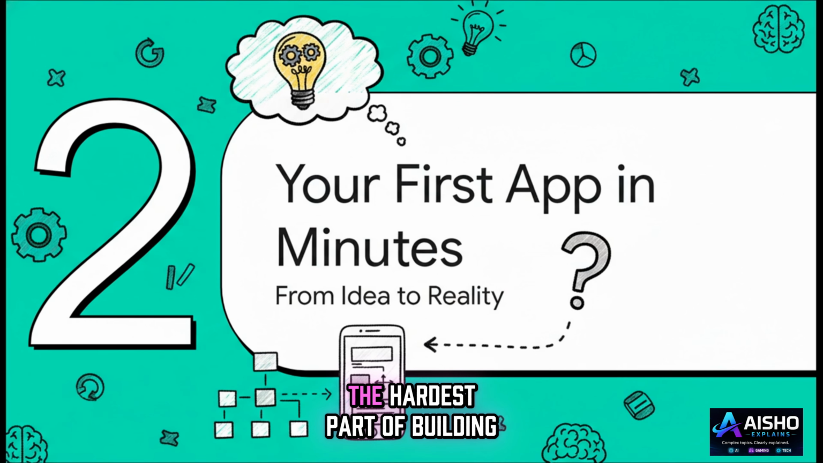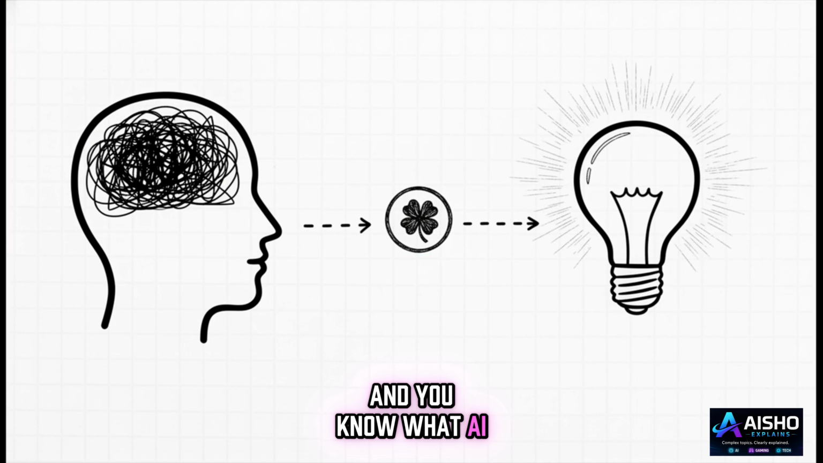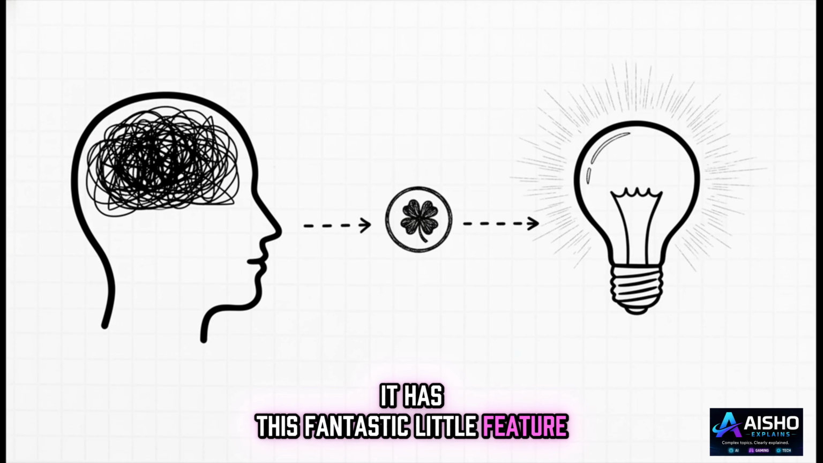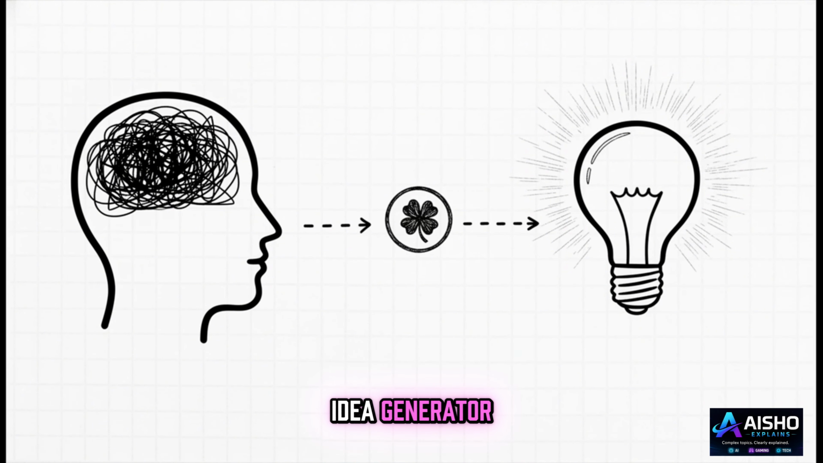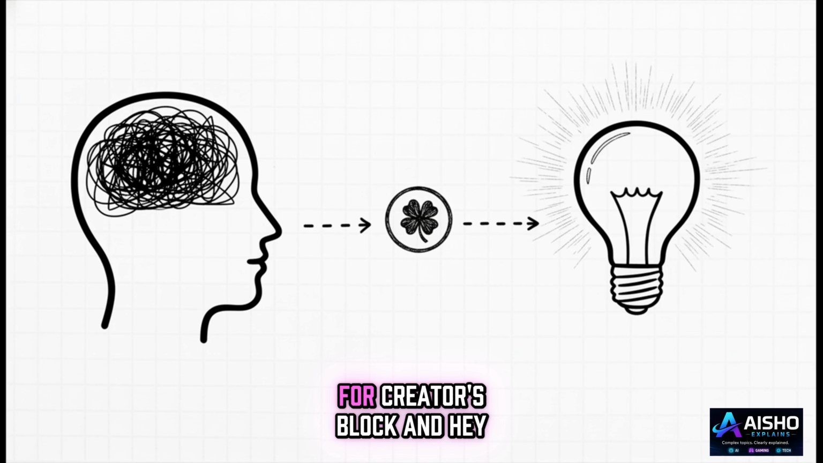But here's the thing. The hardest part of building something isn't the coding anymore. It's just coming up with a great idea in the first place. And you know what? AI Studio even has a solution for that. It has this fantastic little feature, an I'm feeling lucky button, that basically acts as an instant idea generator. It is the ultimate cure for creator's block.